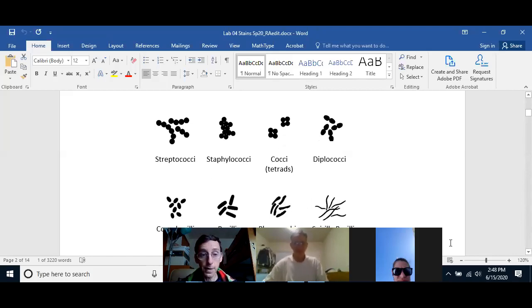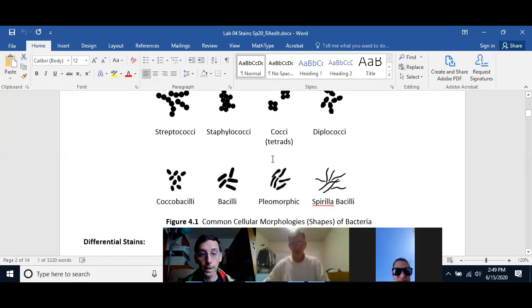Anyways, for cocci, you can see individual cocci, diplococci, streptococci, cocci growing in tetrads, cocci growing in sarcinae, meaning eight cells, and staphylococci. Sarcinae, that's the word I was looking for.